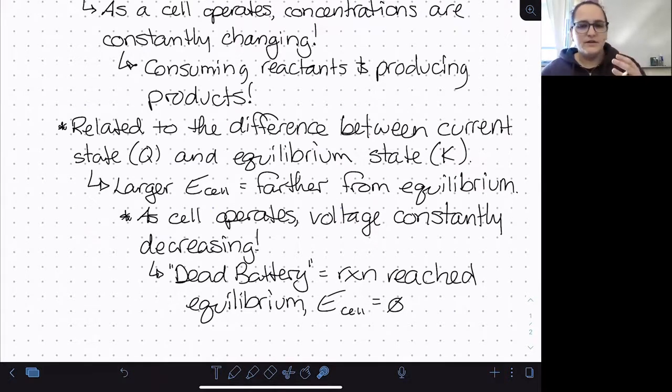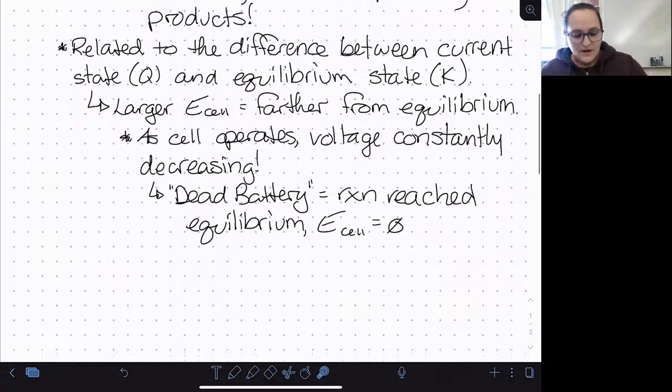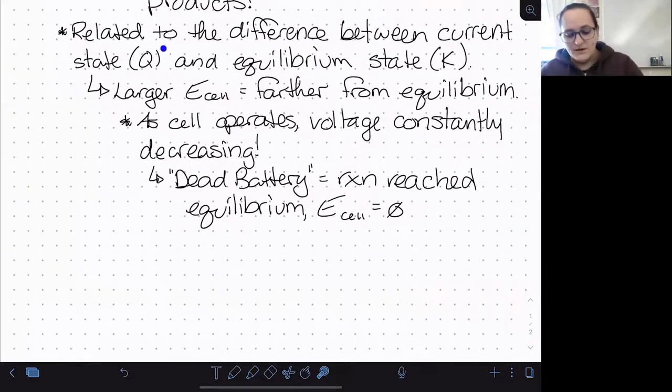So we can know that throughout a galvanic cell's life, the voltage is going to constantly decrease, but we can also compare whether a non-standard cell's potential is going to be greater than, less than, or equal to the standard potential just based on the concentrations involved. So at any point, we can compare a non-standard to a standard potential based on relating this difference between Q and K to our potentials.